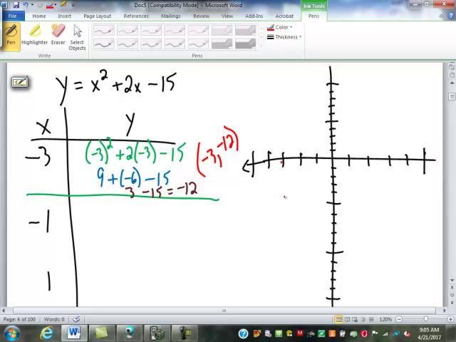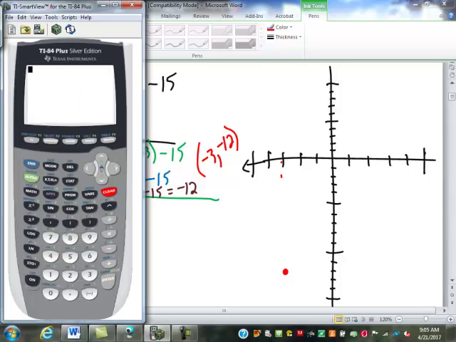So I get an ordered pair: when x is -3, y is -12. So -3, -12 is somewhere down there. I could just punch that into my calculator, but again, I have to be careful. I do parentheses, -3, close the parentheses, squared, plus 2 times -3 minus 15. And I get the -12.